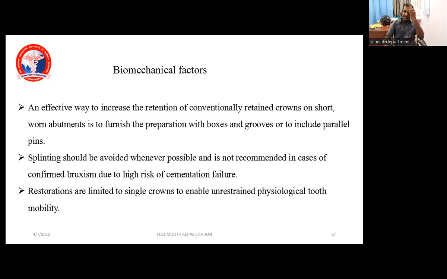Even that has to be avoided. Among the biomechanical factors, one is that retention is of prime importance for the success of the denture replacement. Next, most of the time you should avoid using occlusal splints, as that will end up with cementation failures, which is most commonly seen in day-to-day practice.